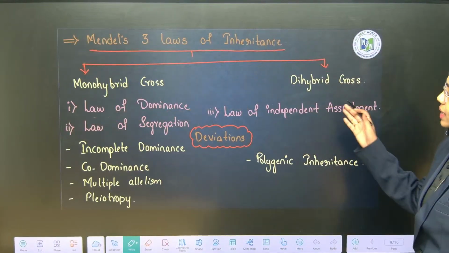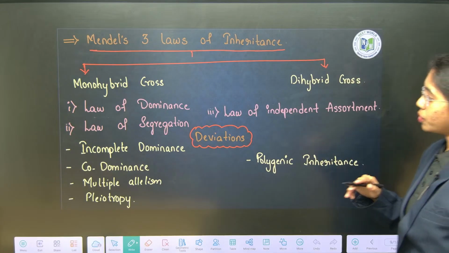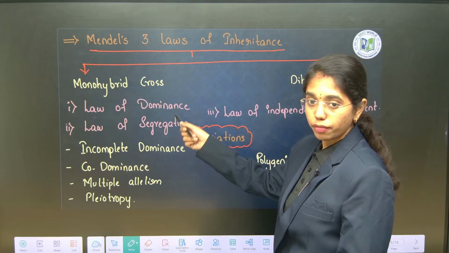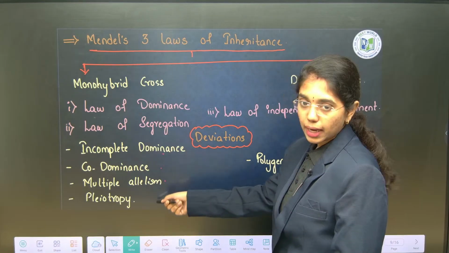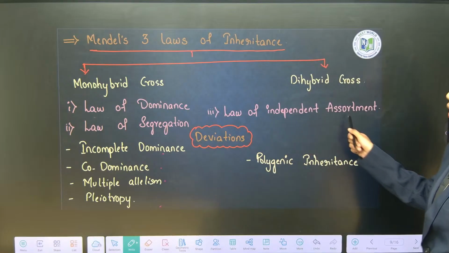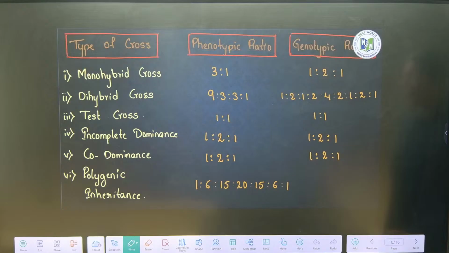Next you see, these are the three laws of Mendel's inheritance. What are the deviations if you observe? Deviations of Mendel's law of dominance: incomplete dominance, codominance, multiple alleles and pleiotropy. From the law of independent assortment, the deviation is polygenic inheritance.